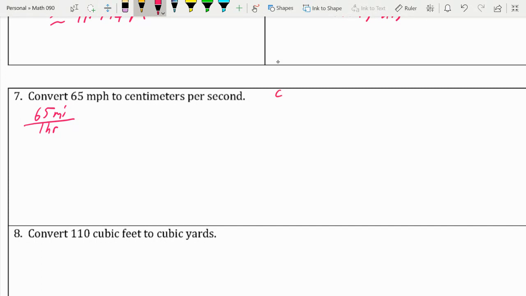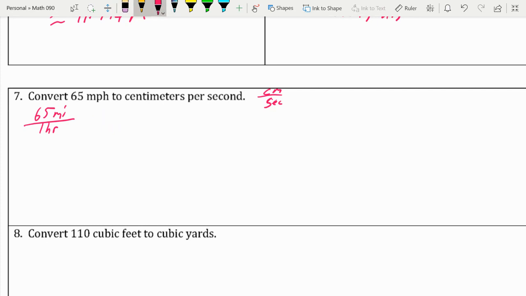And then they want us to change this to centimeters per second. Okay, so keep in mind centimeters per second. Let me write it over here. Maybe this might help out a little bit. We need to change it to centimeters per second. Do you notice we're changing the miles to centimeters and we're changing the hours to seconds? Now they want us to convert both. All right. So let's keep in mind centimeters per second.